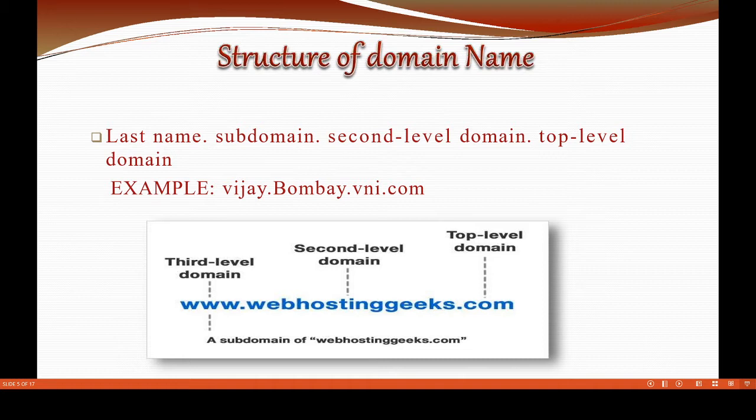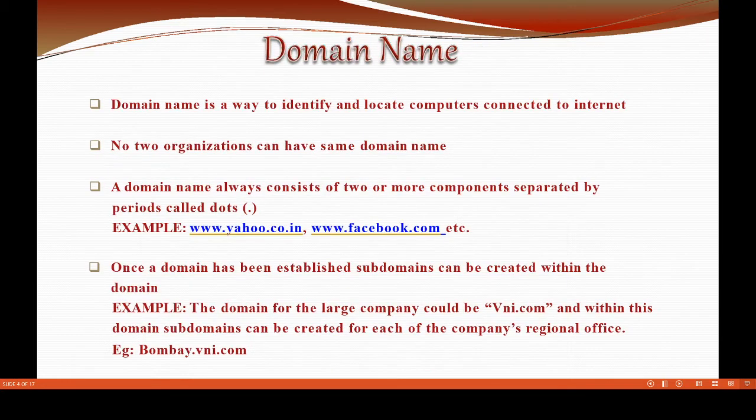For example, Vijay is a person, and he is working in the Bombay section, and that is the organization name. So the third level domain is www, the second level domain is the exact name of the company, and the top level domain is the organization type, maybe like .com, .in, .uk, .us. Next, domain name: a domain name is a way to identify and locate computers connected to the internet.